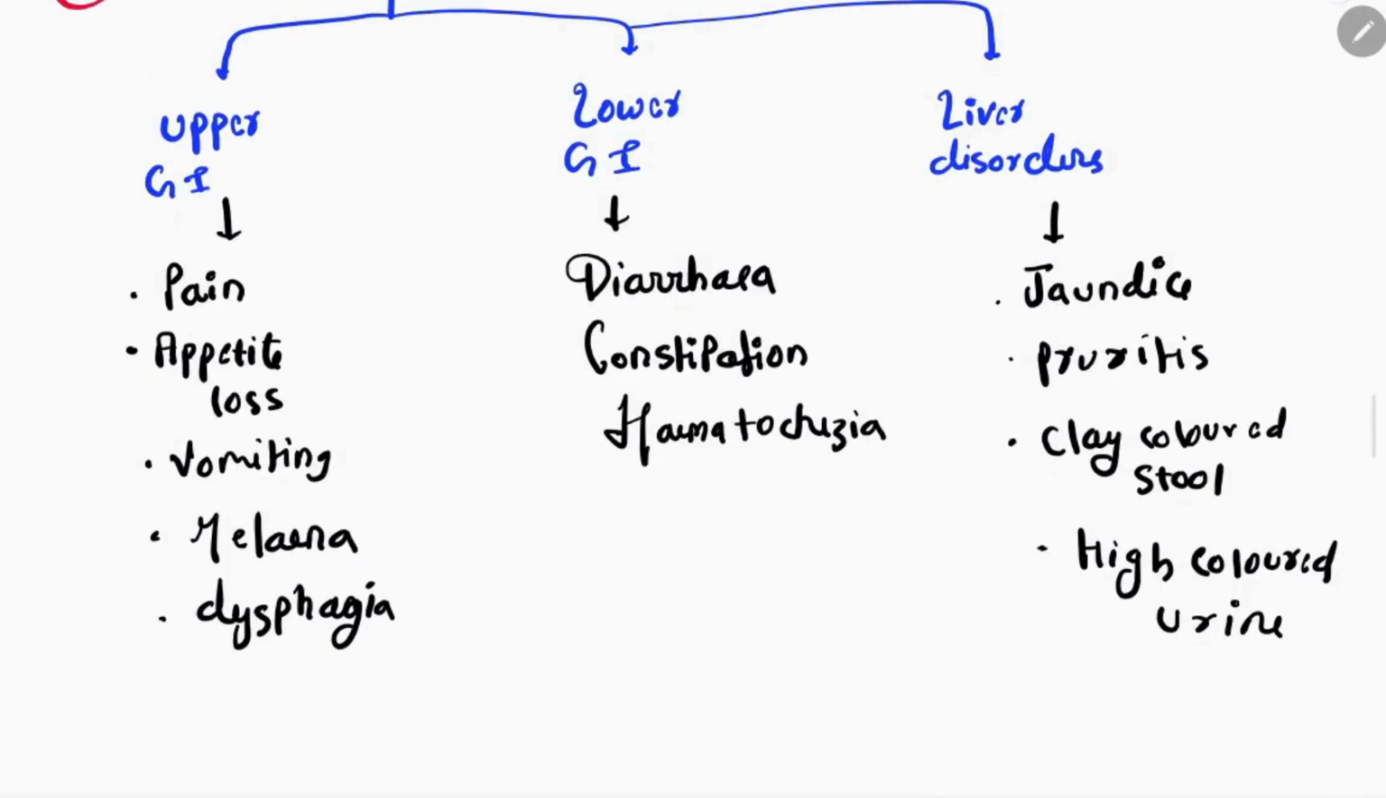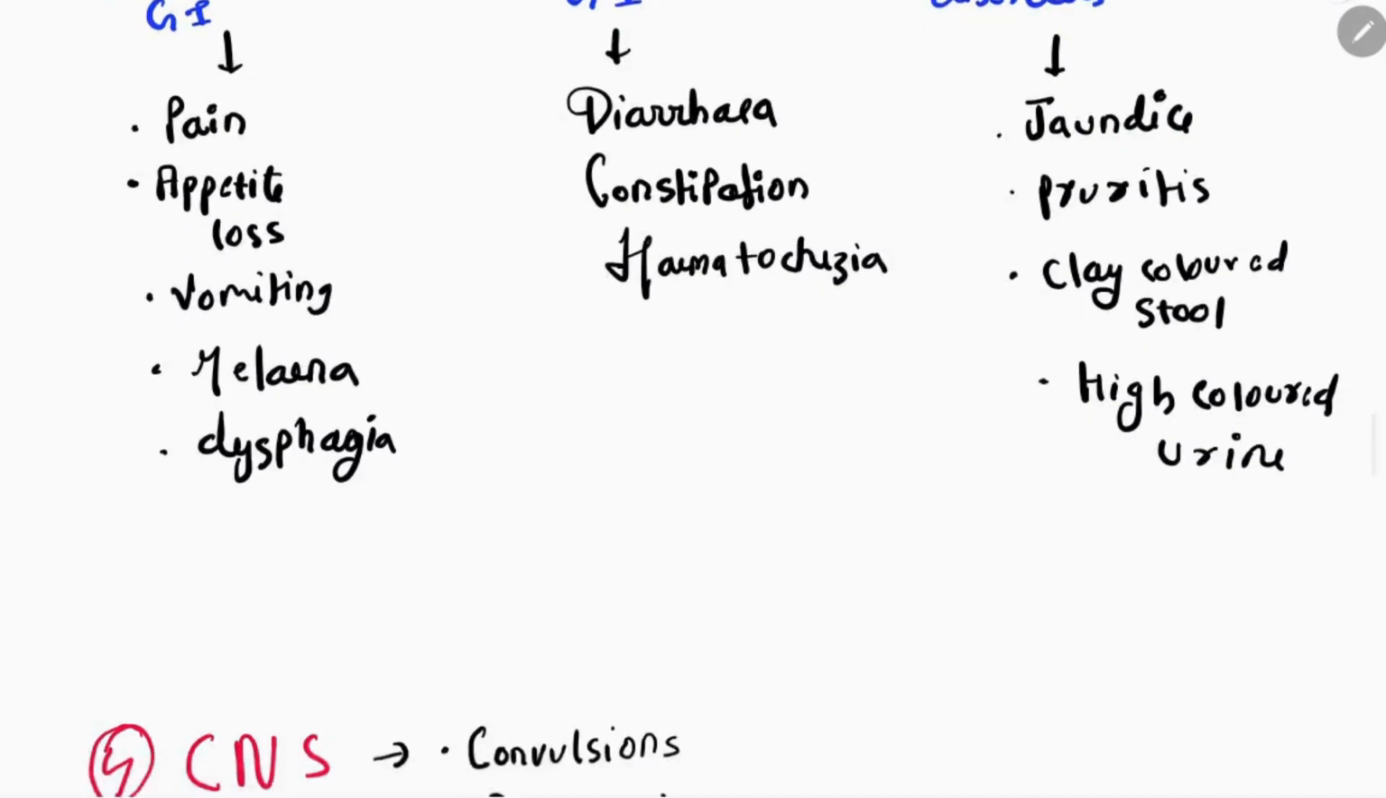Some liver disorders may produce symptoms like jaundice, pruritus, clay colored stool, and high colored urine. These are basically features of obstructive jaundice. Pruritus is because of bile salt, and jaundice has prehepatic, hepatic, and posthepatic causes.